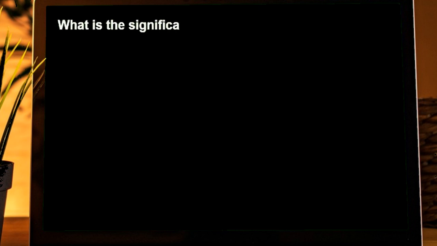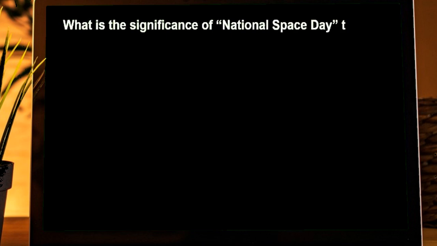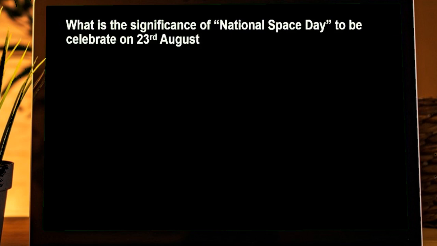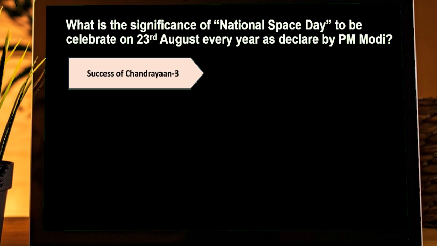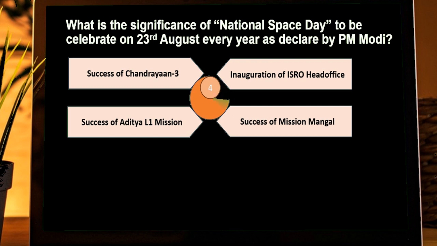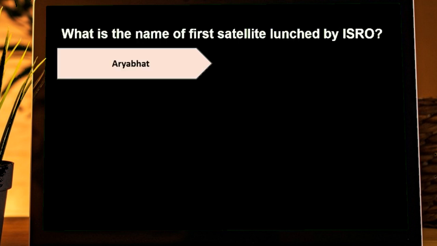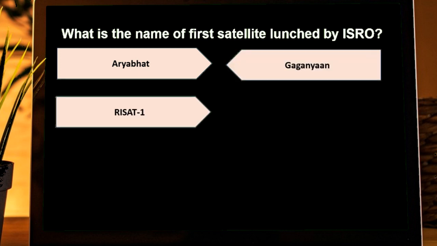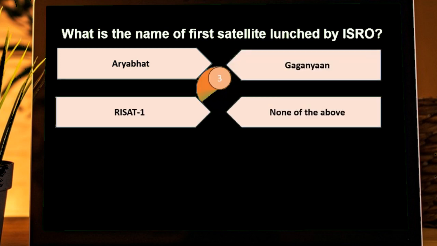What is the significance of National Space Day to be celebrated on 23rd August every year as declared by PM Modi? Correct answer is success of Chandrayaan-3. What is the name of first satellite launched by ISRO? Correct answer is Aryabhatt. Which space agency is responsible for Chandrayaan-3 mission?